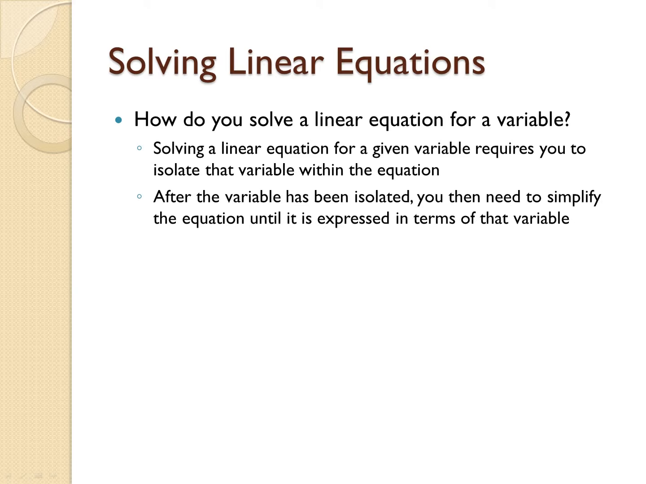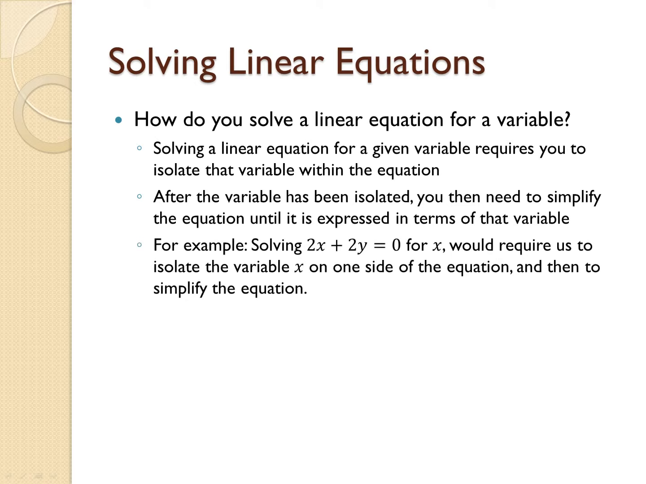Second, after that variable has been isolated, you need to simplify the equation until it is expressed in terms of that variable. For example, say we were solving 2x plus 2y for x. This would require us to first isolate x on one side of the equation and then to simplify the equation. So, let's actually go through this process using the above example of solving 2x plus 2y equals 0 for x.